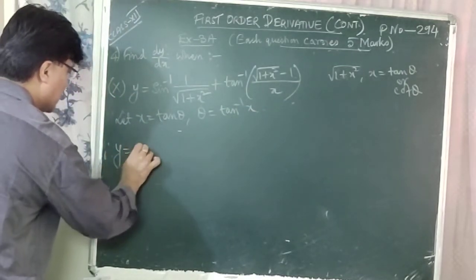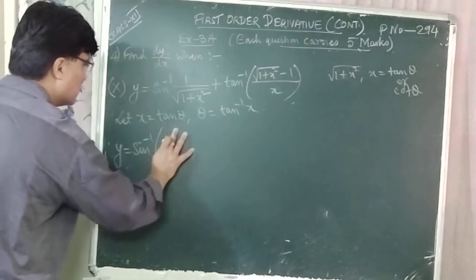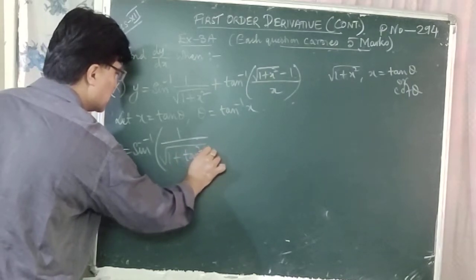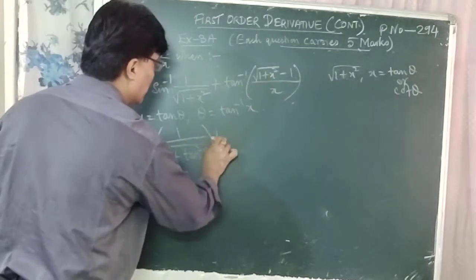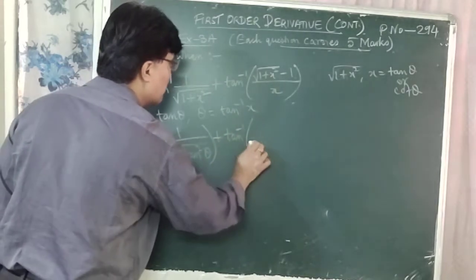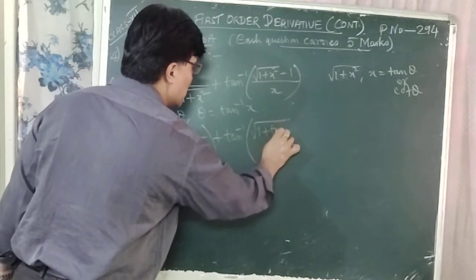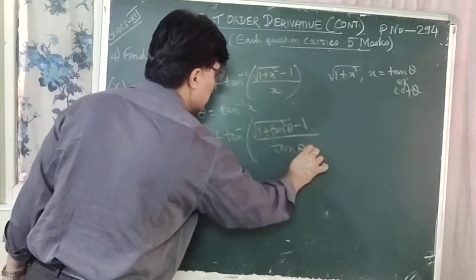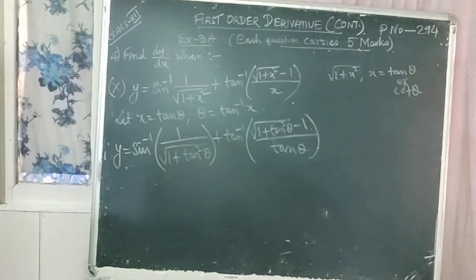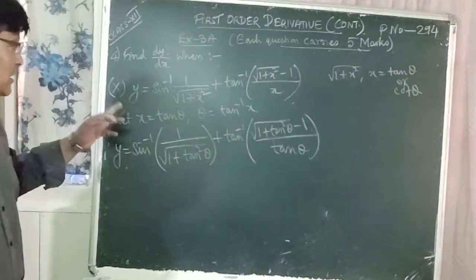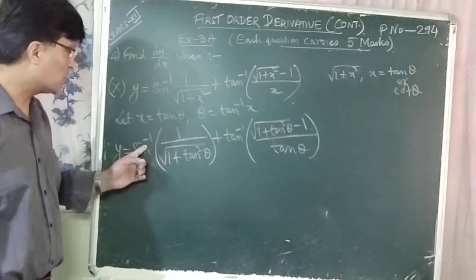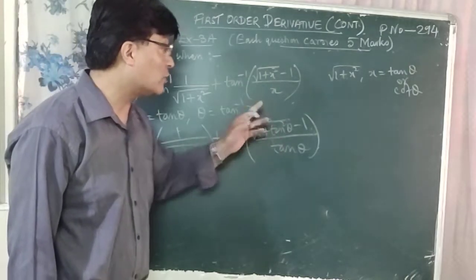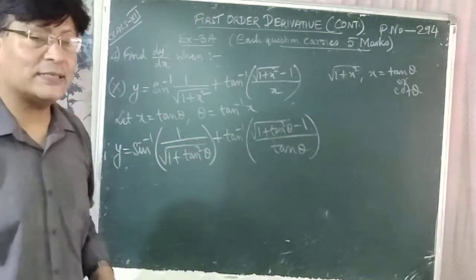So therefore y is equal to sine inverse within bracket 1 upon root over 1 plus tan square theta, plus tan inverse within bracket root over 1 plus tan square theta minus 1 divided by x, which is tan theta. We are just putting the value of x that we have assumed. That is, x was assumed as tan theta. So it is sine inverse 1 over root over 1 plus tan square theta plus tan inverse within bracket root under 1 plus tan square theta minus 1 whole divided by tan theta.